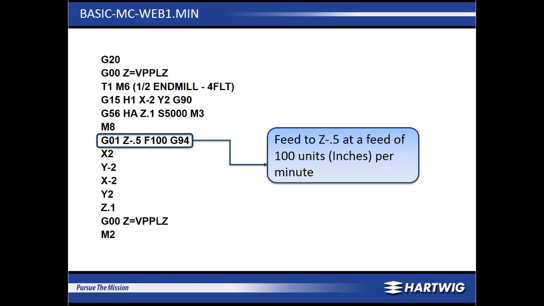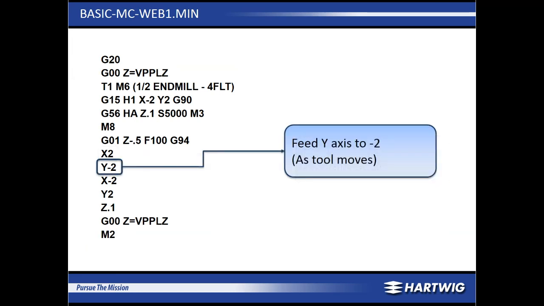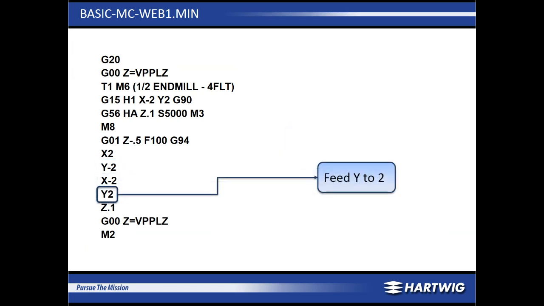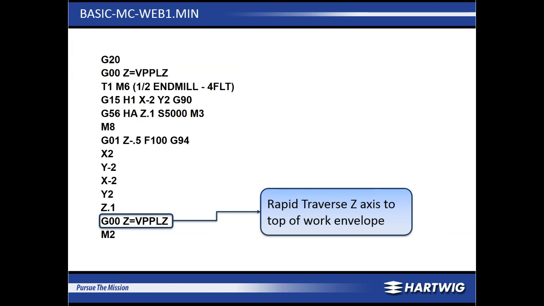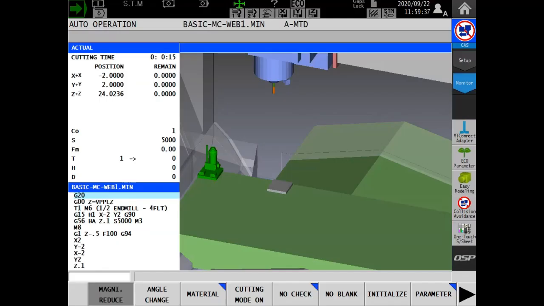After that, we'll use a G1 to do a feed move to a Z of -1/2 inch. And we'll do that at a feed rate of 100 inches per minute. We'll then move to a Y of +2. That G1 and the F100 from the line above are still active. We'll move to a Y of -2, then an X of -2, then a Y of +2, then we'll move back up to our start point, 100 thousandths above our work. Then we'll rapid traverse to the top of our work envelope. Then we will end the program.